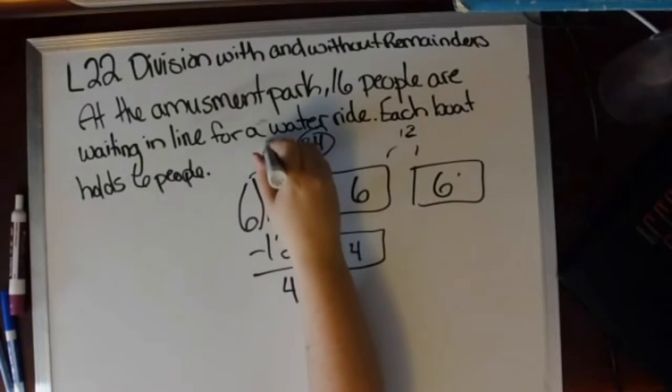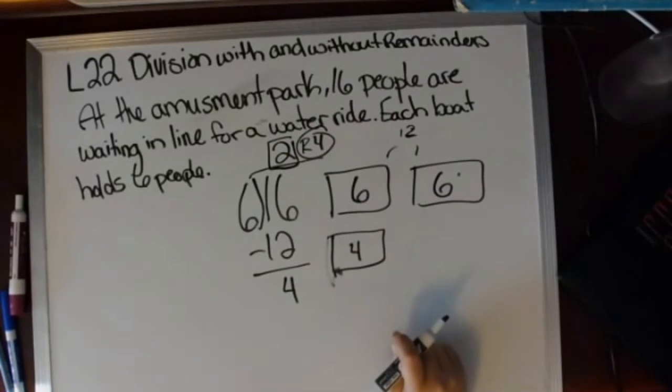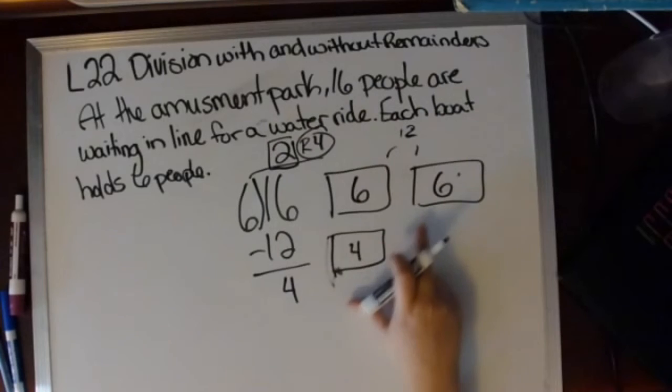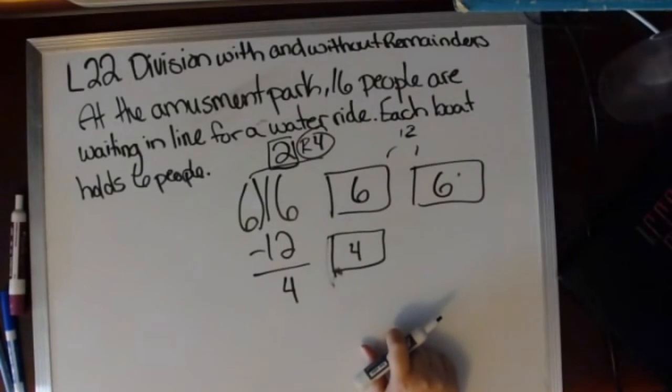Remember, this 2 is only full boats. We still need another boat to carry the people who are left on land. We don't want to leave them out of the nice fun ride. So for A, the least number of boats that are needed is 3. And how do you know? Because you have 2 full boats and 1 partially full boat.